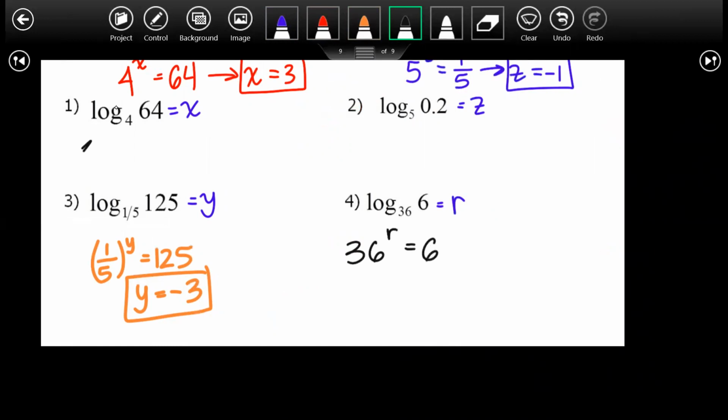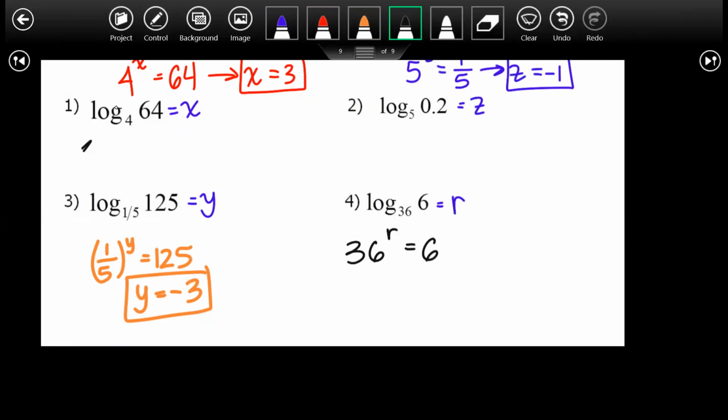Why did you use z, y, and r? I'm just using letters. I could have used x the whole time. Yeah. I'm just giving them different variables. Doesn't necessarily have to be the same variable. 36 raised to the r power is equal to 6.